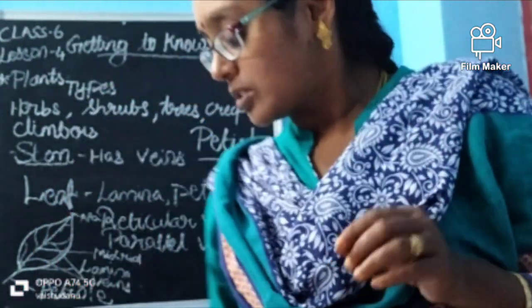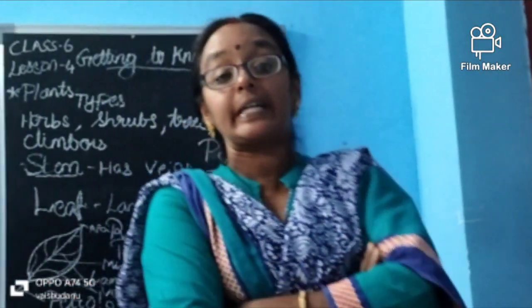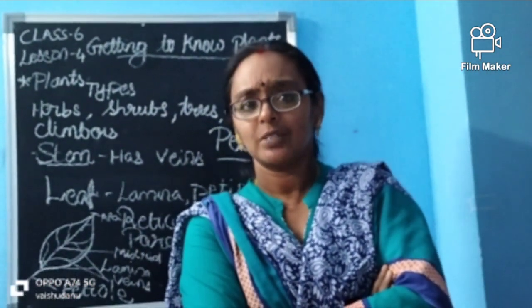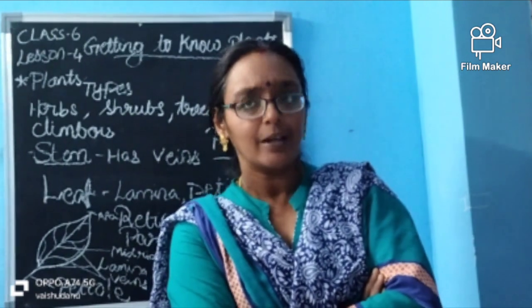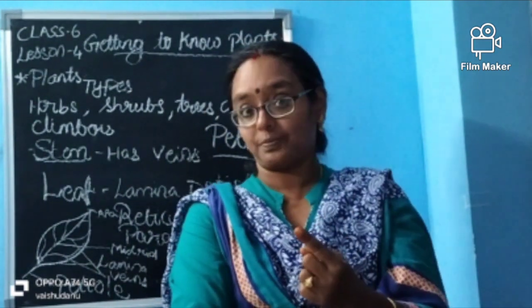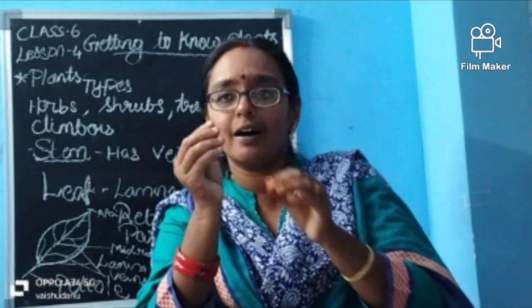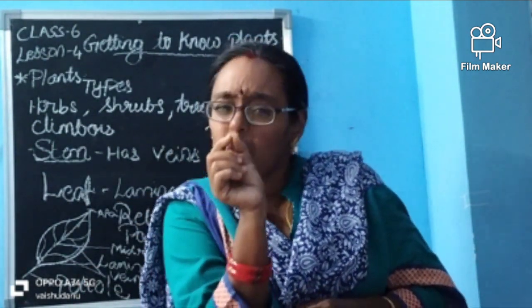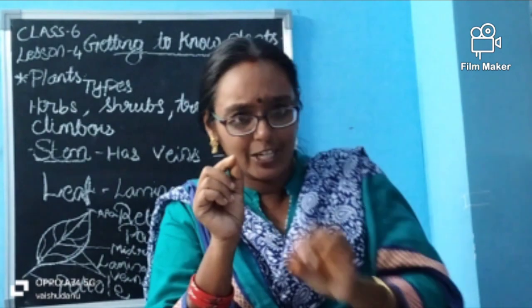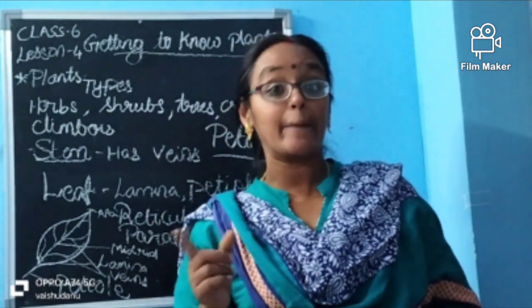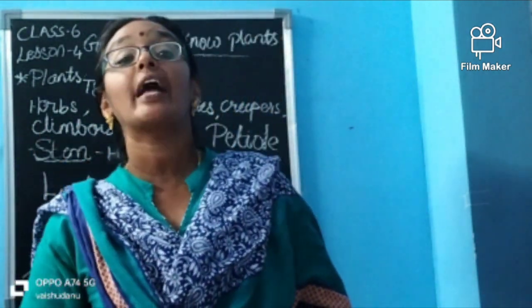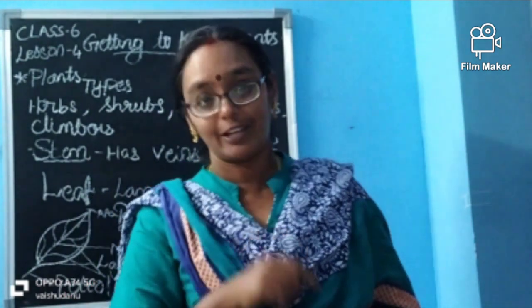Have you learned about taproot and fibrous root? What is the specialty of taproot? There will be one main root and there will be some small roots. Small roots will be coming from the sides of this main root. This is the taproot system. For plants which have taproot, this reticulate venation can be seen.